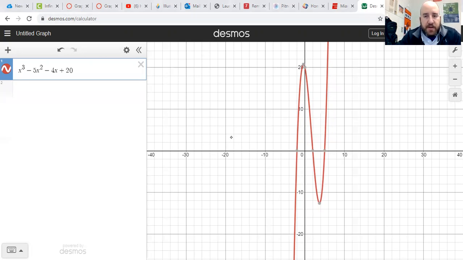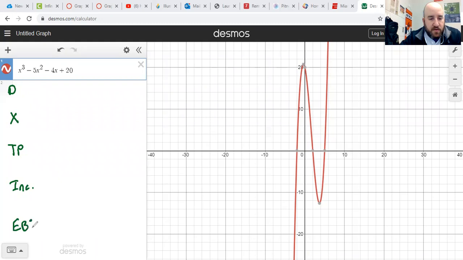But what I'm going to do over here in the blank area, I'm going to write all of our characteristics that we're looking for. I'm going to try to alternate colors to make it a little easier for y'all to see. So we had domain, range is next, your x-intercepts, your y-intercepts, your turning points, if it's even, odd, or neither, intervals of increase, intervals of decrease, and your end behavior. All right, so we'll do those in green.